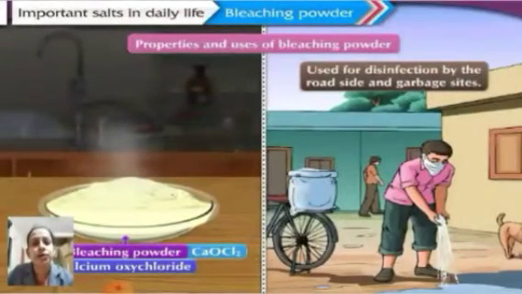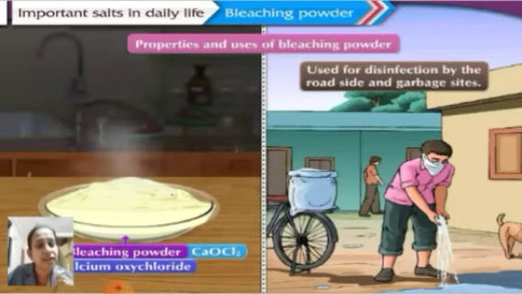Bleaching powder, its molecular formula is CaOCl2, and it is called calcium oxychloride. Where is it used? Since it has a strong odor of chlorine gas, it is used for disinfection of the drinking water at the water works, even in the swimming pool.